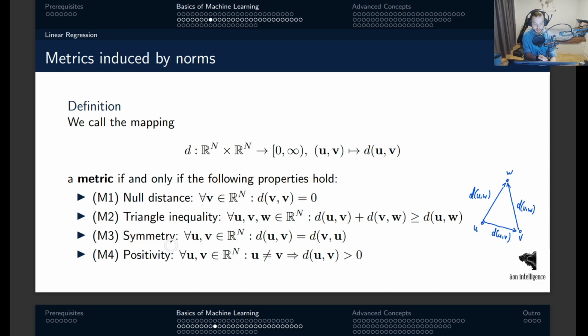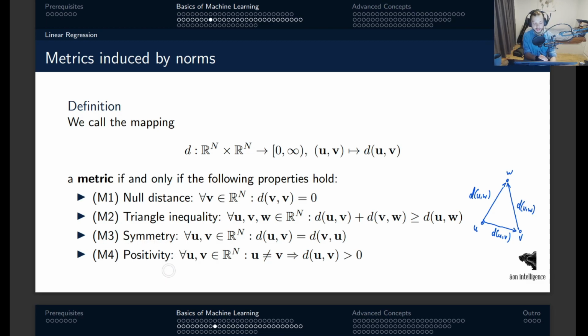And then there's the symmetry property, which means that for every vector combination u, v in our vector space Rn, we want that the distance from u to v is equal to the distance from v to u. And this also makes sense, right? Because we don't want the order of our arguments for a distance function to matter. The distance from one point to another is the same as going back the same way.